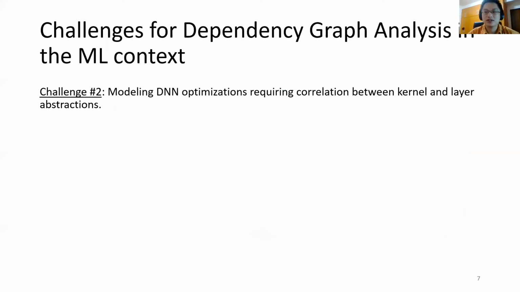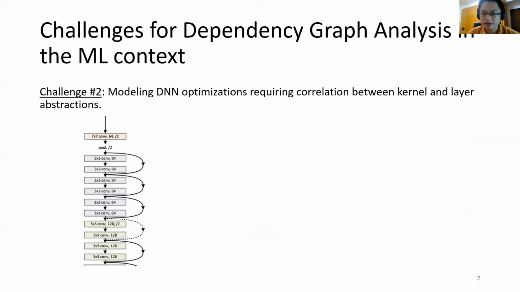And the second challenge is that some optimizations will operate at the kernel level granularity, yet still requiring the knowledge of DNN layers. The machine learning people are very familiar with the DNN model graph.